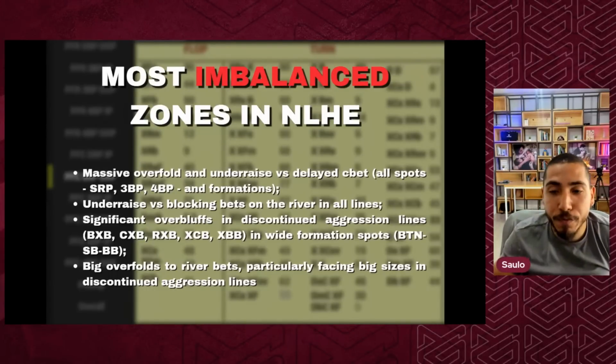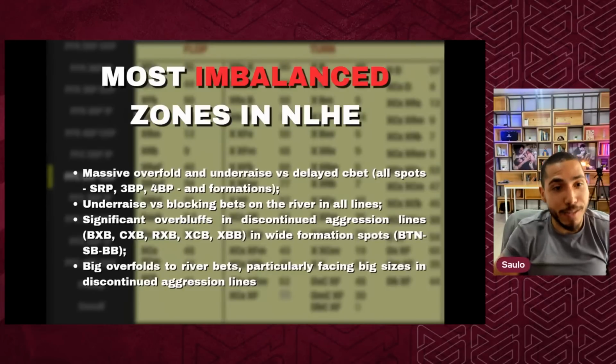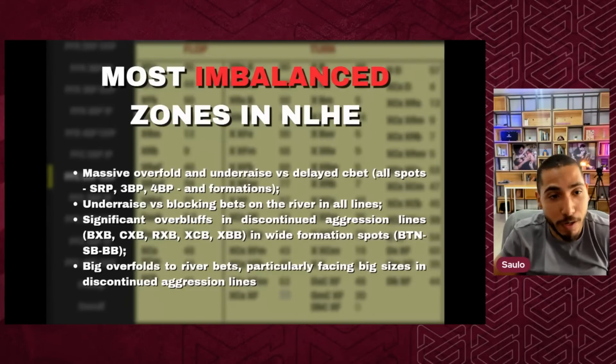Then you have these big overfolds to river bets as well, particularly when facing big sizes in discontinued aggression lines. That's why you see my can't stop overbluffing video. And you're like, oh my God, Salo is crazy. What is he doing? I'm just executing the strategies that I have developed based on my process. That's it. That's just that. So there are big overfolds to river bets, particularly facing big sizes in discontinued aggression lines. People are overfolding in average spots of the game tree.